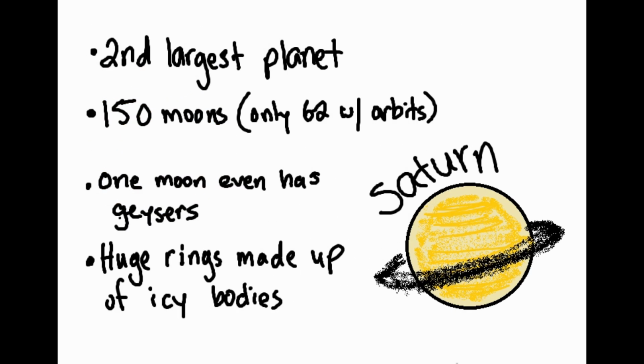Saturn is the next largest planet, with 150 moons, only 62 of which orbit. One moon even has a unique trait of having geysers on it, and Saturn is known to have huge rings made of icy bodies.